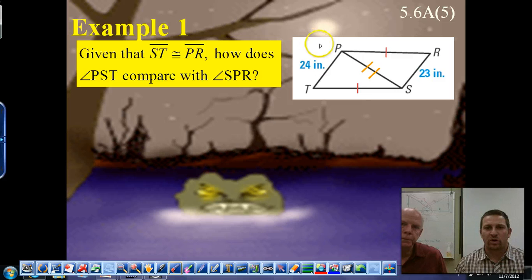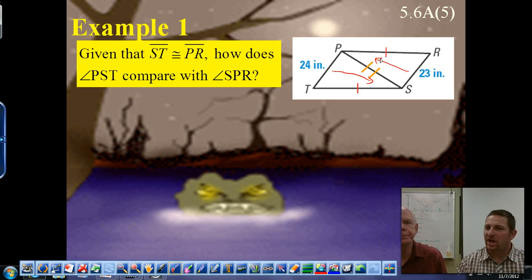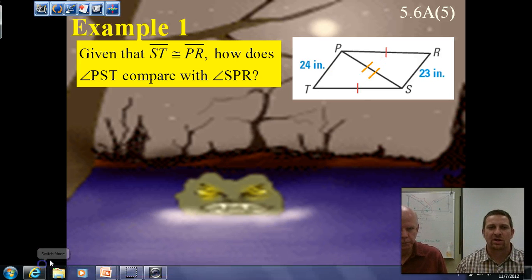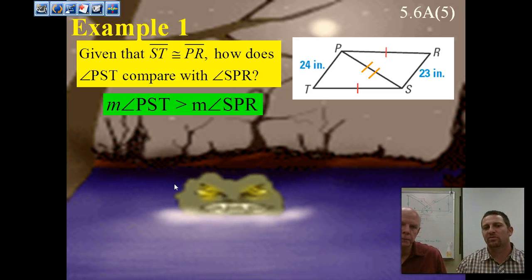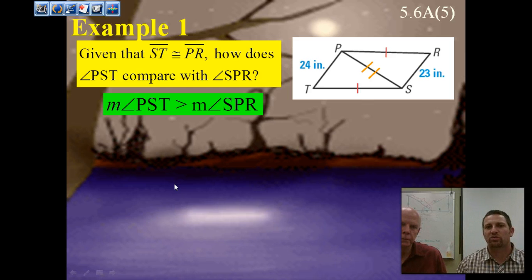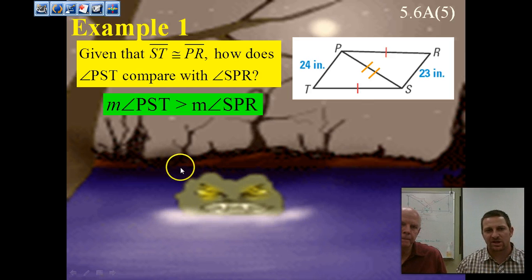And if we go this way and go back to this angle right here, and we go this way back to this angle right here, you can clearly see which angle would be larger. Okay, so having said that, I'm going to switch back so the arrows go away, but you can make the statement then that the measurement of PST will be greater than the measurement of SPR.